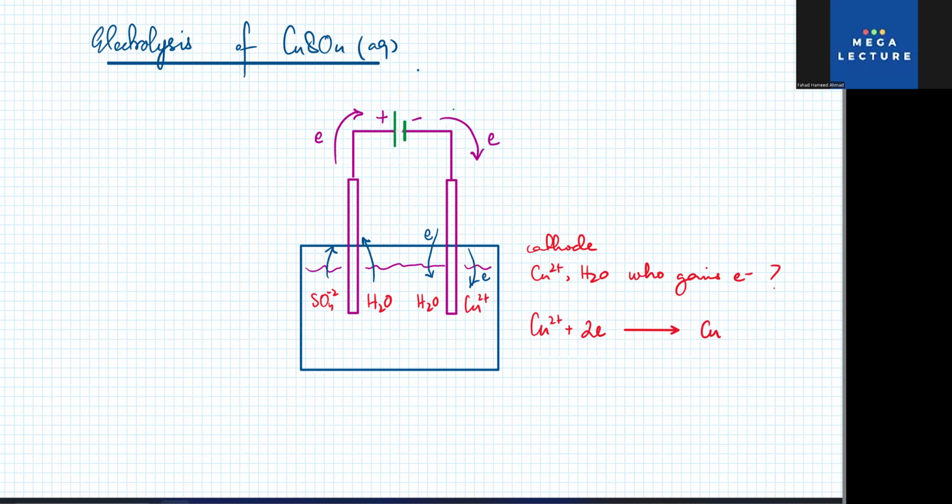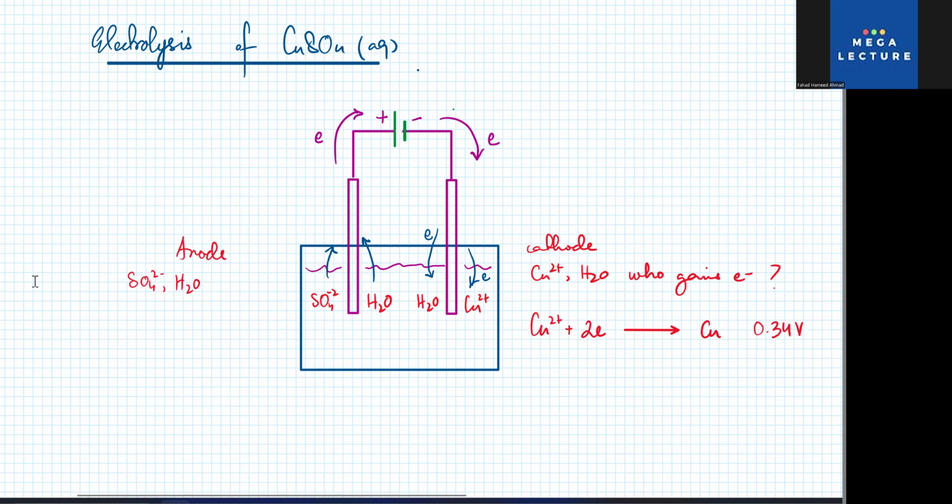And this was 0.34 volts, right? That's it. And you're going to look at the anode, right? At the anode, what's going to happen is, who's going to lose electrons? Is it SO4 2 minus that loses electrons, or is it H2O that loses electrons?